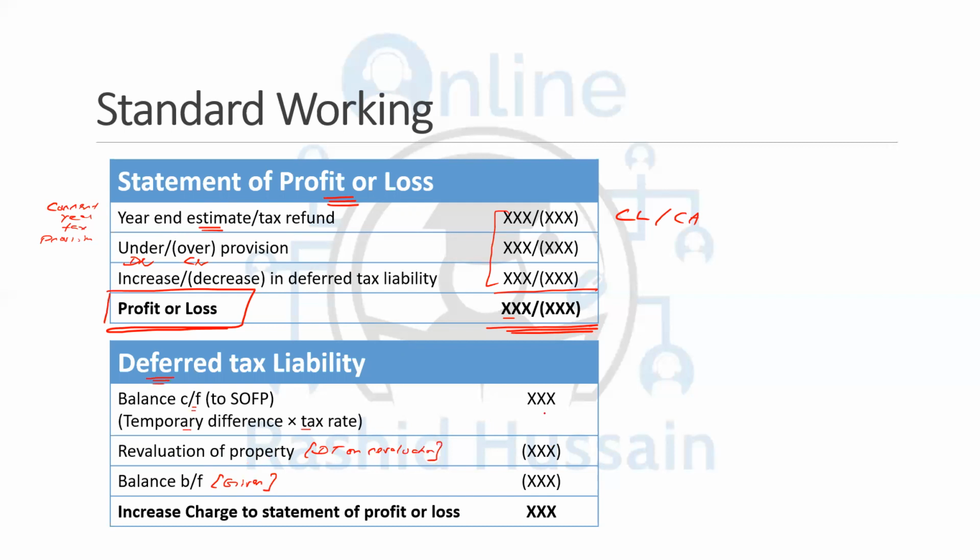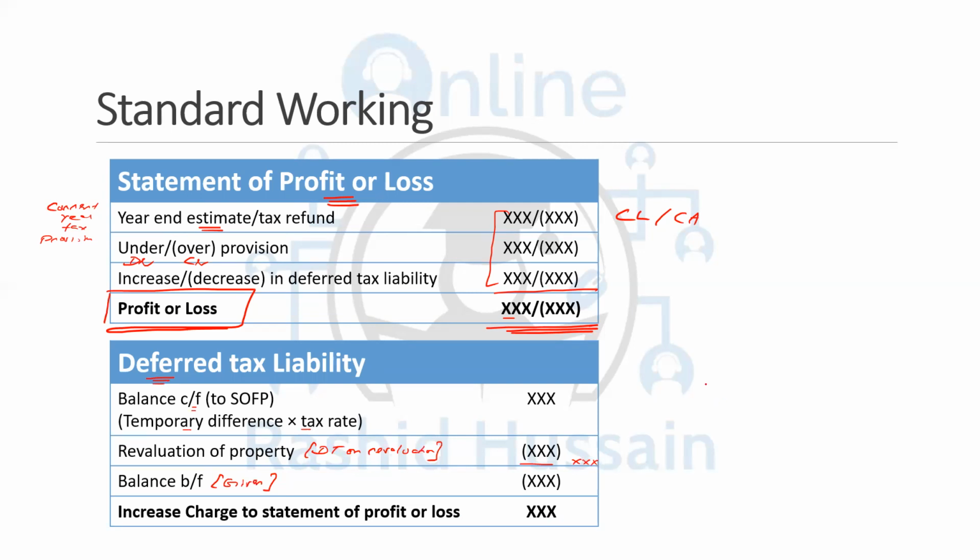So deduct the deferred tax on revaluation from the closing balance. And then whatever balance you get, you just compare it with the opening balance and you will get the increase or decrease in the deferred tax liability.